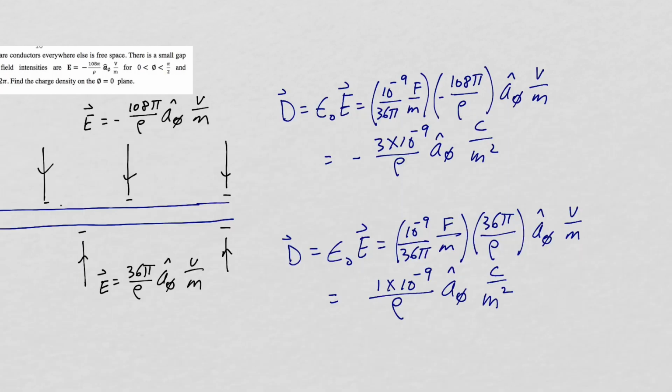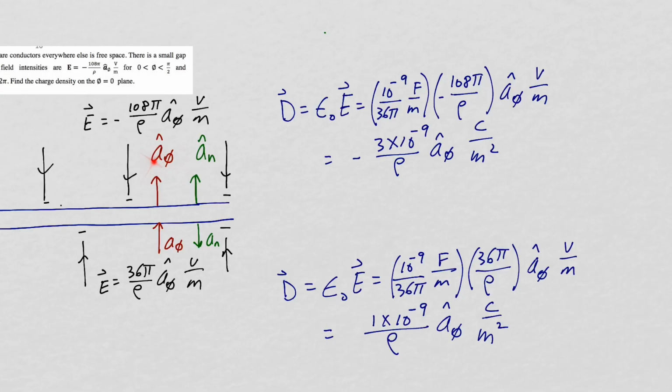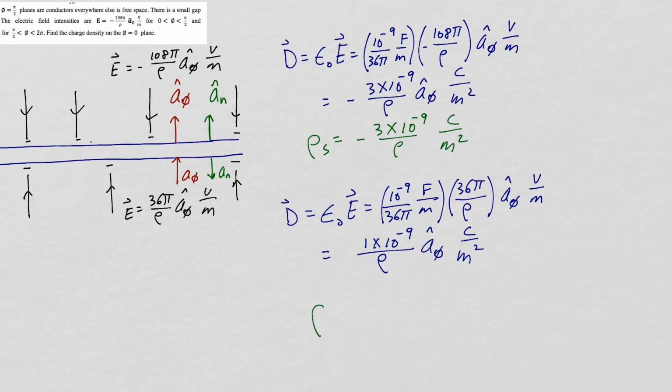On the top side of the plate, a sub phi is in the same direction as an outward normal. So on the top side, the surface charge density will just be equal to the value of our electric flux density field. Now on the bottom side, the outward normal is in the opposite direction of a sub phi, so our surface charge density on the bottom side will be negative the value of our electric flux density field on the bottom.